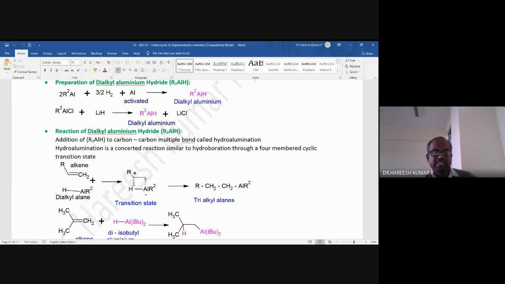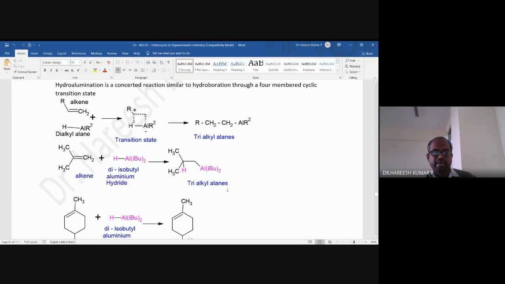So what we can say is hydroalumination. Okay, so that means you are adding hydrogen as well as aluminum to the alkene. So this is a general example. Let's take an example so that you will have an idea.